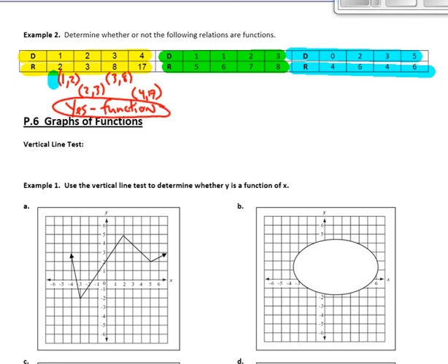For the second one, we take a look. The ordered pairs are 1, 5, 1, 6, 2, 7, and 3, 8. Because we have that 1, 5 and 1, 6, the domain does not go to only one range, it goes to 2. When I plug in a 1, this says that I get a 5 and a 6 back. Well, in functions, that cannot happen. So the answer to this is no, not a function.